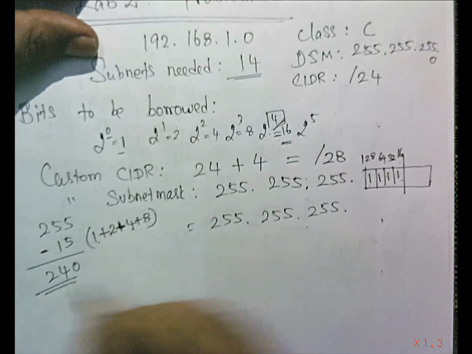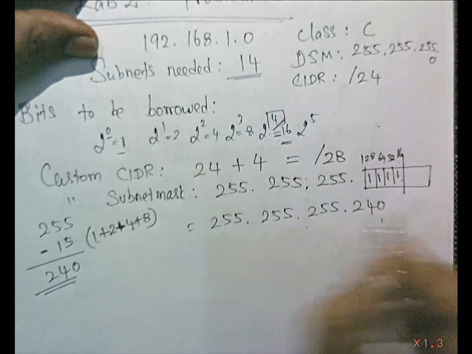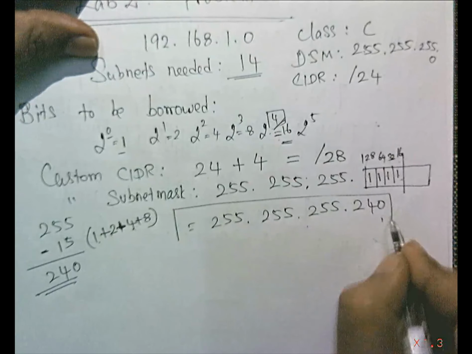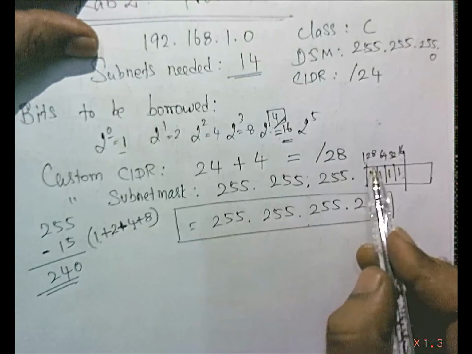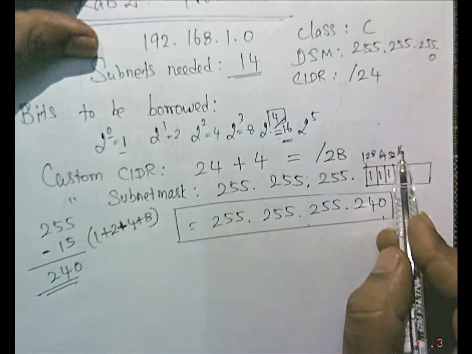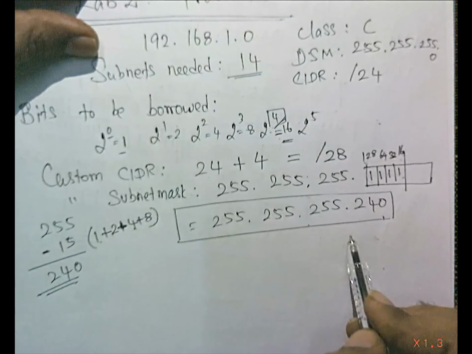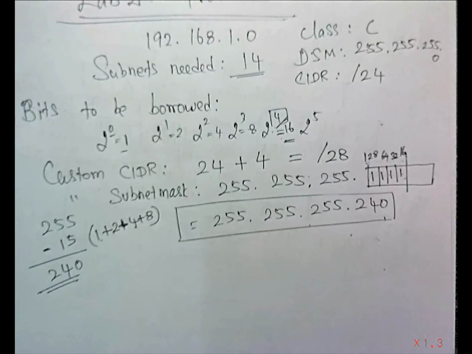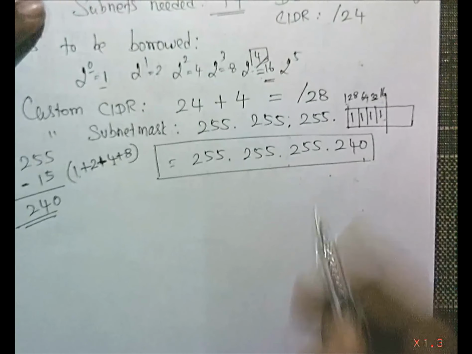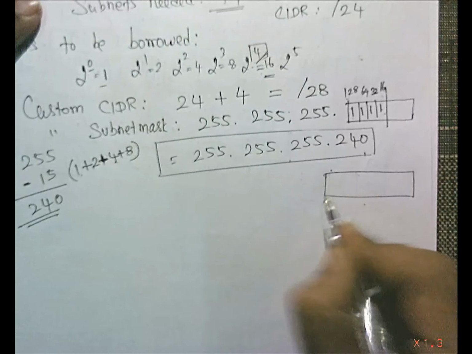So 240 is going to be your new subnet mask. If you add everything, 128, 64, 32, 16, you will get the same 240. I am just doing it in a very simple way. So this is our subnet. We can have 16 subnets here. So we borrowed 4 bits.